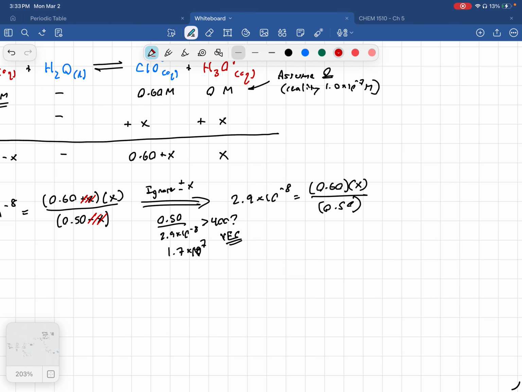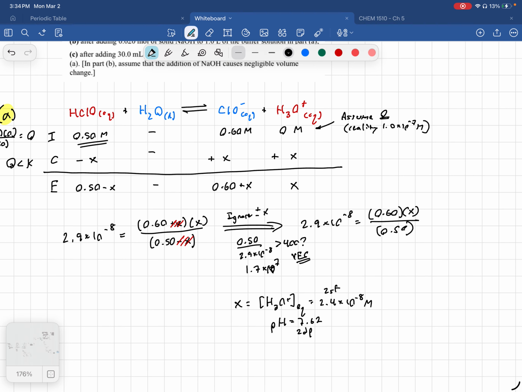So now if we solve for X, right? So X, which is equal to the H3O plus concentration at equilibrium, is going to be 2.9 exponent negative 8 times 0.5 divided by 0.6, and we get 2.4. Let's see here, we've got 2 sig figs, 2.4 times 10 to the negative 8 moles per liter. If we take the negative log of that, note 2 sig figs means 2 decimal places in the pH, and so we get a pH of 7.62.